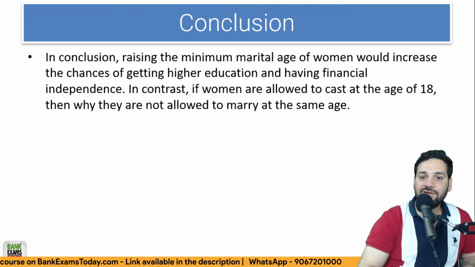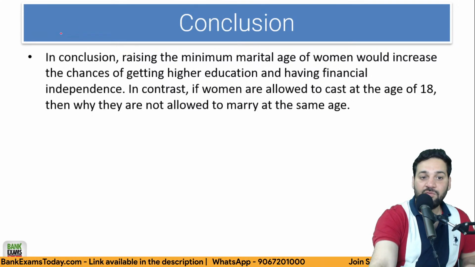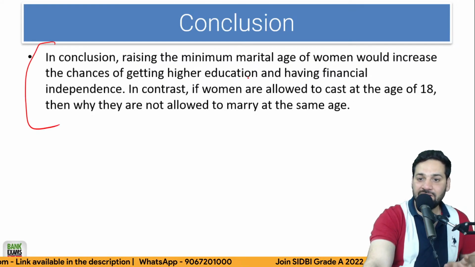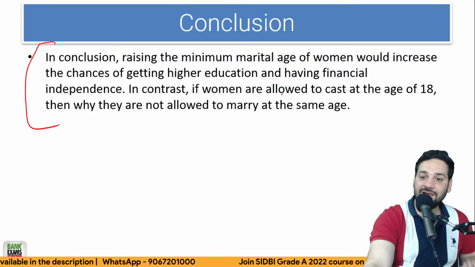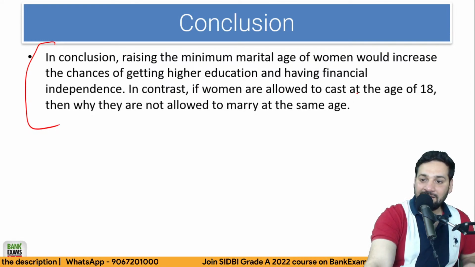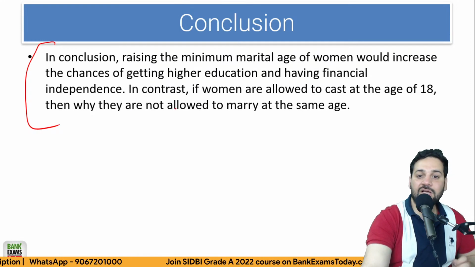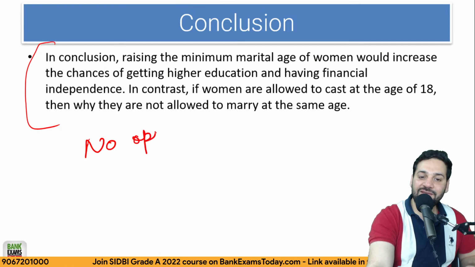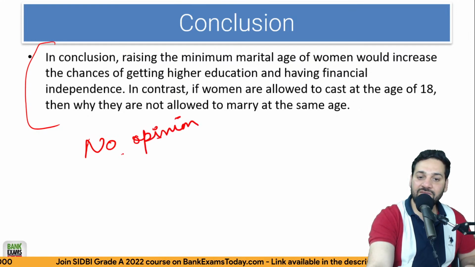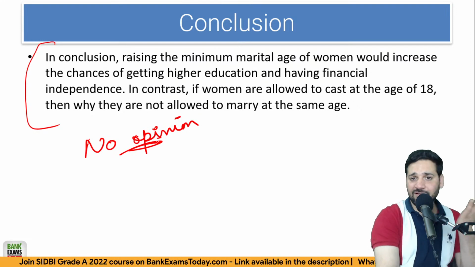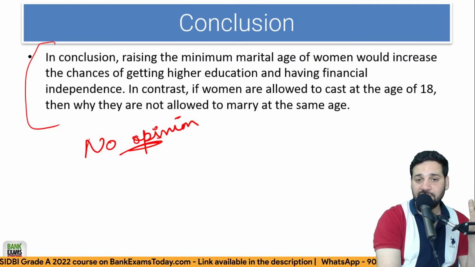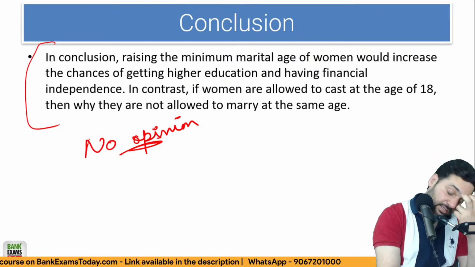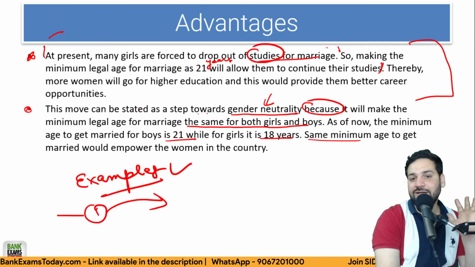In conclusion, raising the minimum marital age of women would increase the chances of getting higher education and having financial independence. In contrast, if women are allowed to vote at the age of 18, then why are they not allowed to marry at the same age? Why are we not giving any opinion? Because the question didn't ask us to give an opinion. If the question is asking us to give our opinion, we would have done that, right? So that is a simple way to write an essay.